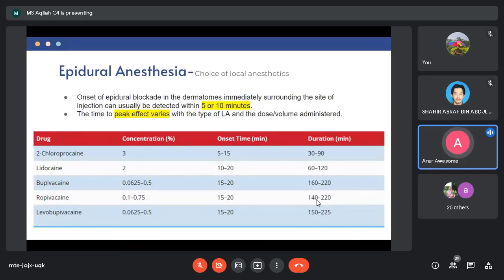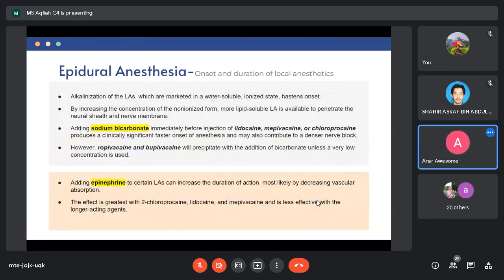Okay, this is the choice of local anesthetic, and we know that the onset of epidural blockade in the dermatome immediately surrounding the site of injection can usually be detected within 5 to 10 minutes, and the time to peak effect will differ depending on the type of local anesthetic, dose and volume administered. And this is a table that summarizes some of the local anesthetics used in epidural, their concentration, onset time, and duration. Next.